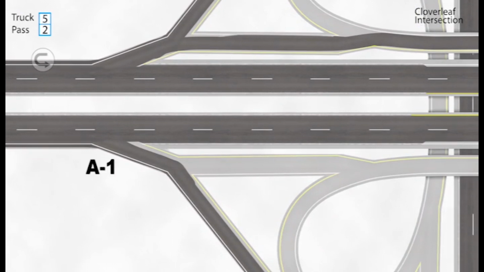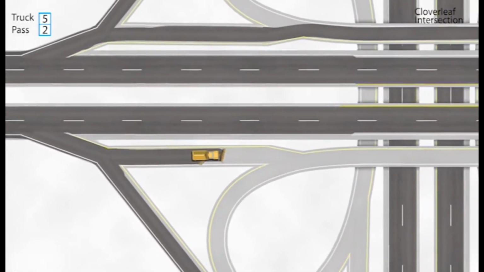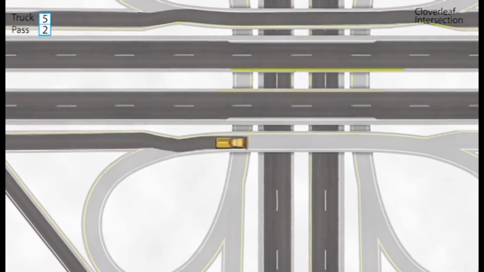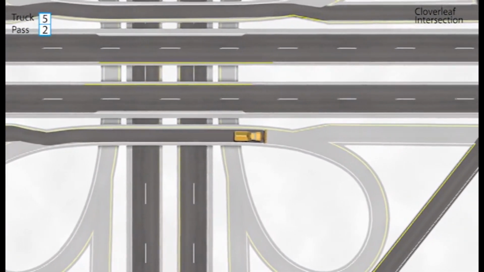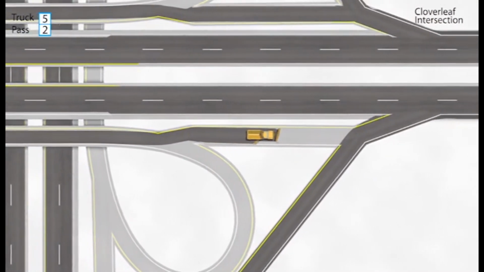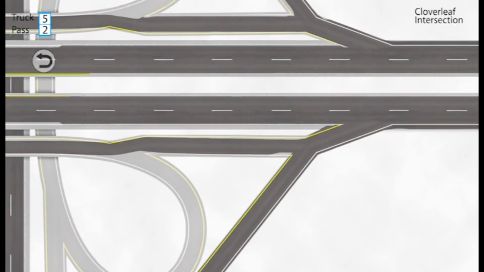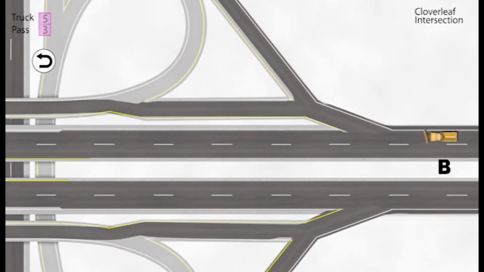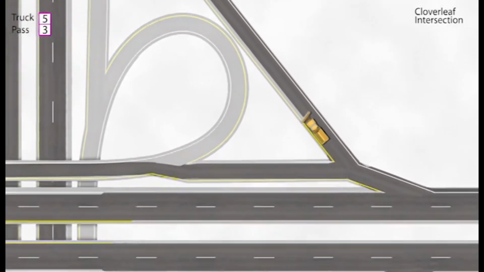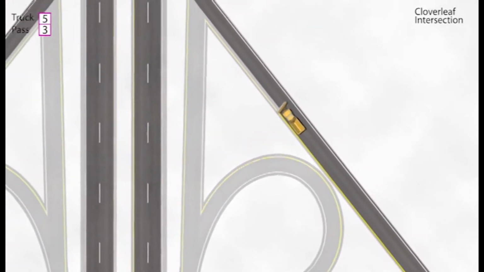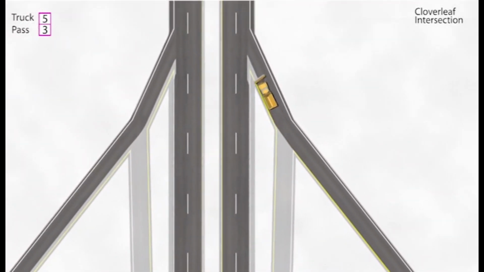The truck then turns to point A1, exits onto the eastbound outer ramp, then turns to the left onto the eastbound collector-distributor ramp. It proceeds with front plow angled right and right wing plow extended to point C3, where it merges onto the eastbound main road. At point B, eastern, the truck turns around and exits onto the northbound outer ramp to begin pass 5-3.